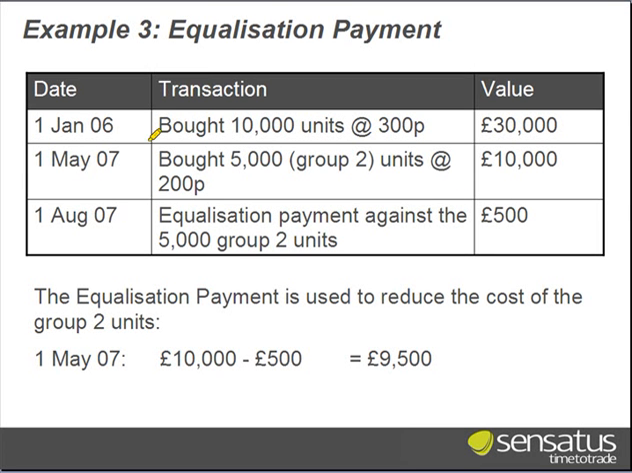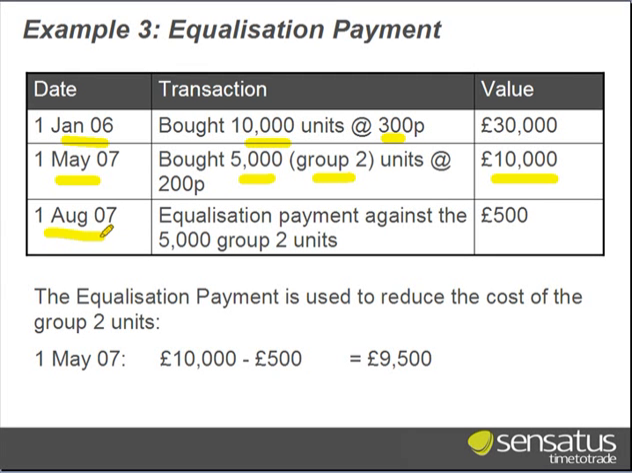Again, it's the same example. So in this case, we're saying on the 1st of January, bought again 10,000 units at 300 pence. Now on the 1st of May, we're saying that we purchased another 5,000 units. But this time, they were classified as Group 2, as in they contained dividends or interest that was to be returned. And we paid, in this example, £10,000, okay, for those Group 2 units.